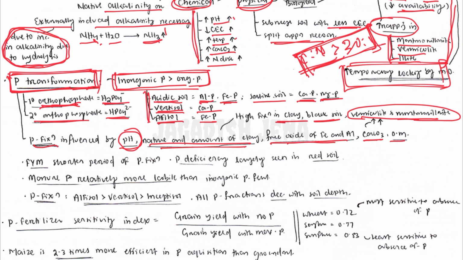FYM certain period of fixation. If we are adding excess amount of FYM, then it will shorten the period of fixation. Then phosphorus deficiency is largely seen in red soil, because in red soil mostly iron is dominated, and iron will make iron phosphate, and it will bind the available phosphorus, and the phosphorus deficiency can be observed.